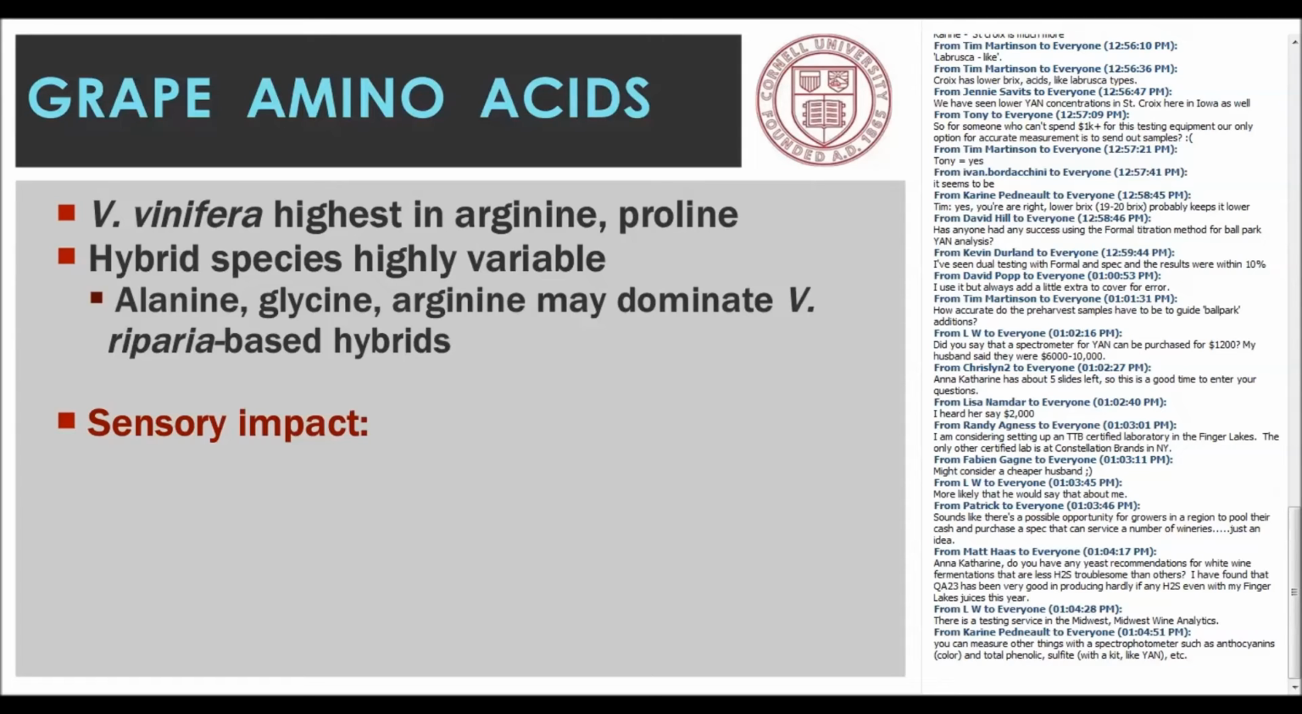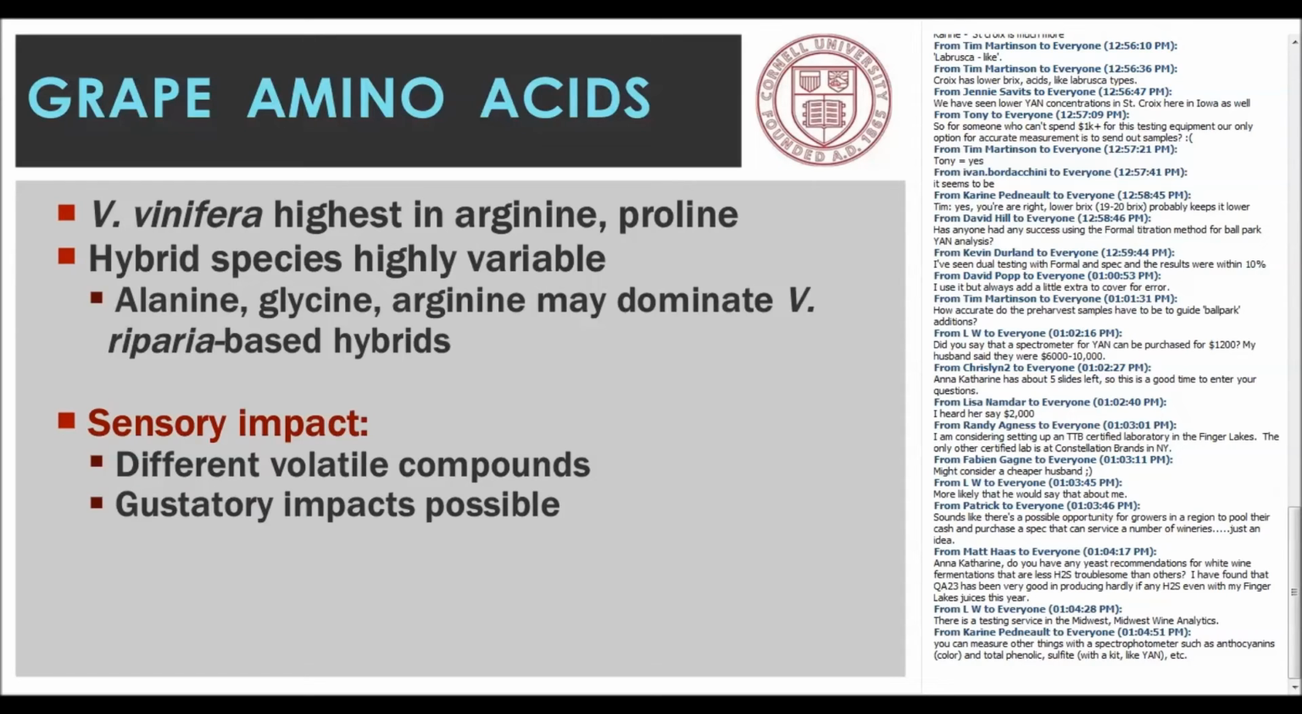One is that we think, and a lot of research needs to be done on this, we don't have great information yet, but we think that the relative concentration of some of the amino acids as they go through fermentation gives you different volatile compounds. And so part of what makes typical aroma in a varietal character may actually come from the different amino acids that are in the grapes.